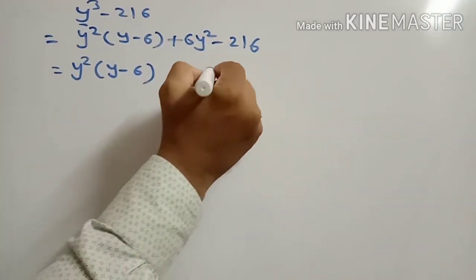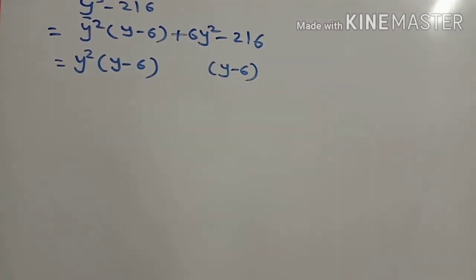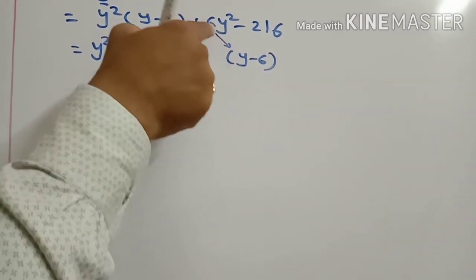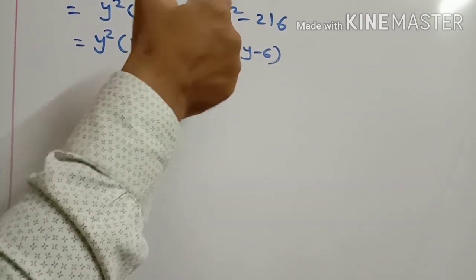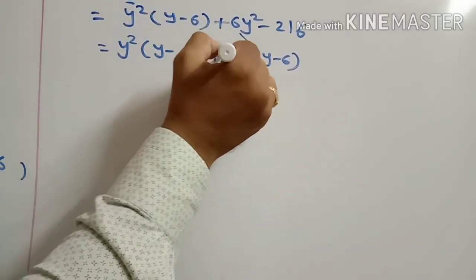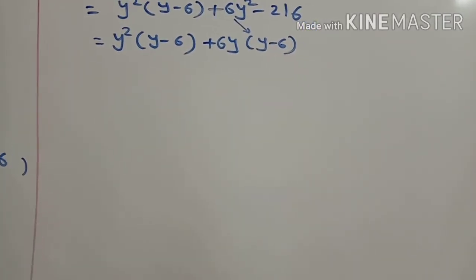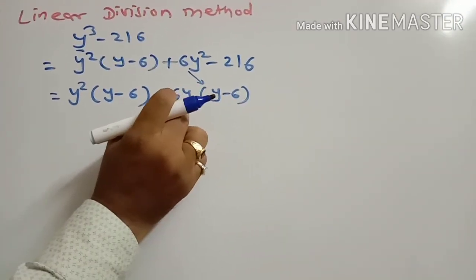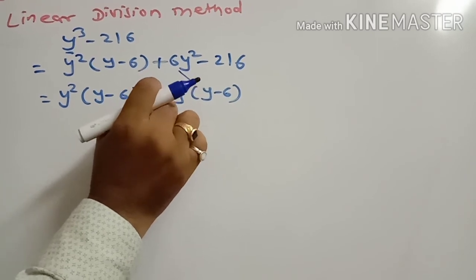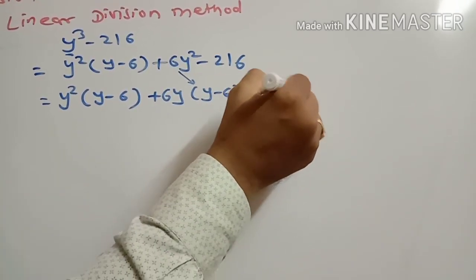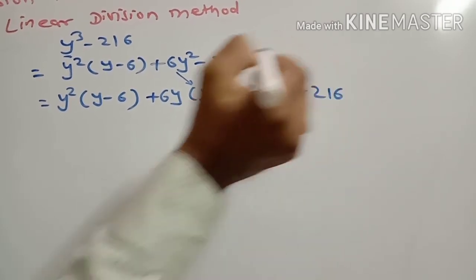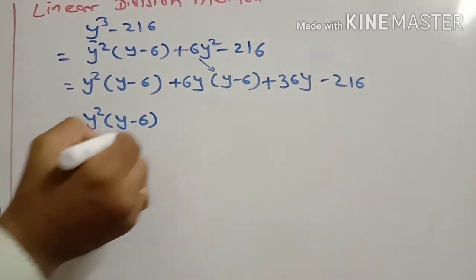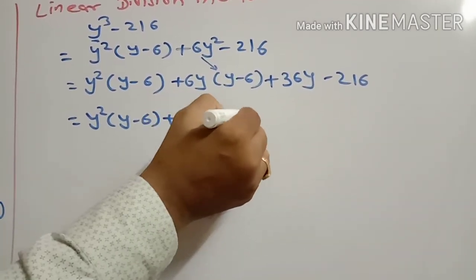Again after some distance I write the divisor y minus 6. Now from this 6y square we take y in the bracket. Then the remaining term of the 6y square is 6y. Write this 6y before that bracket. Then plus 6y into the second term: minus 6 into 6 is minus 36y. The opposite of minus 36y is plus 36y. Then the remaining term is minus 216. So we have y square into bracket y minus 6 plus 6y into y minus 6.